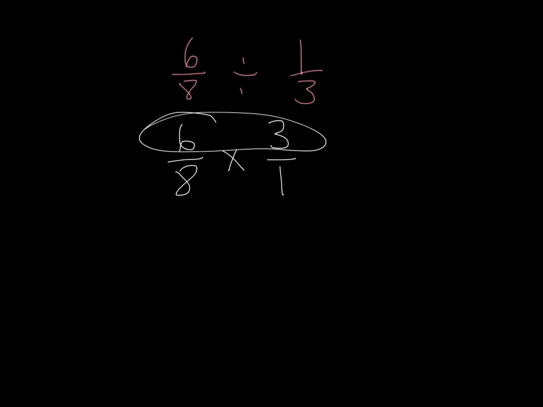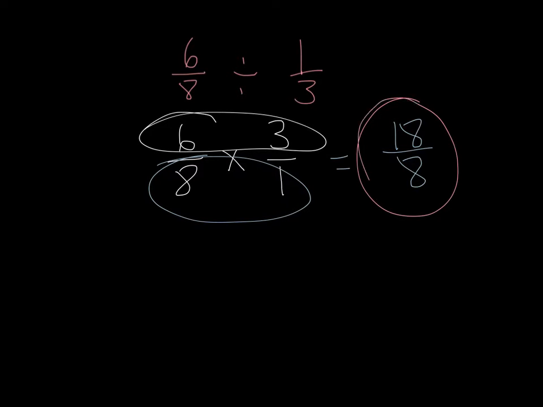So this is what I'm talking about here. I'm going to go 6 times 3, and I'm going to get 18. Do the same thing on the bottom. 8 times 1 is 8. And now, as I look at my answer, I realize I do have a little bit of a problem here. I have a bigger number in the numerator spot than I do in the denominator spot. So I need to simplify things.